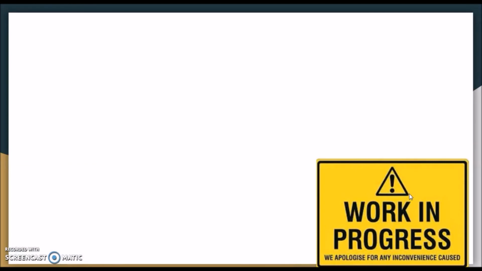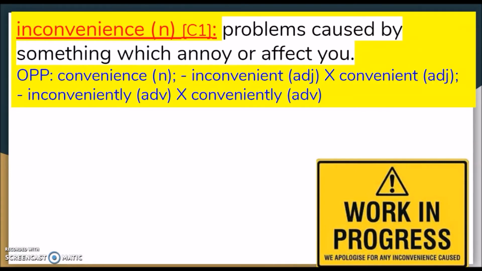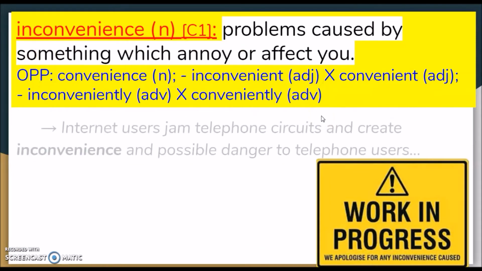Okay. The other one is, so it's like a kind of warning, especially on roads. This is inconvenience, guys. So that means problems caused by something which annoy or affect you. Okay, so you can see the word family here and you can take notes.